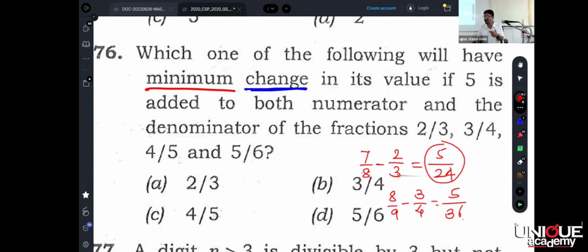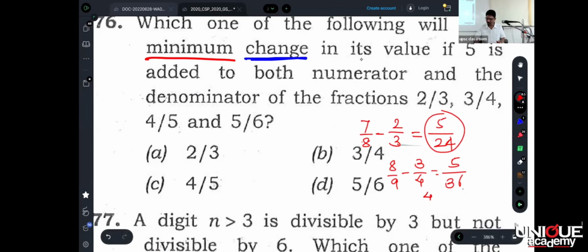Next we have 4 upon 5 and the fraction so formed is 9 by 10. We make the denominator 50. 9 5s are 45 and 10 4s are 40. 45 minus 40 gives you 5 again. So 5 by 50. And last, 5 by 6. When another fraction is formed by adding 5 to each numerator and denominator, we have 10 upon 11. 11 6s are 66, 10 6s are 60 minus 11 5s are 55. So again it is 5 by 66.